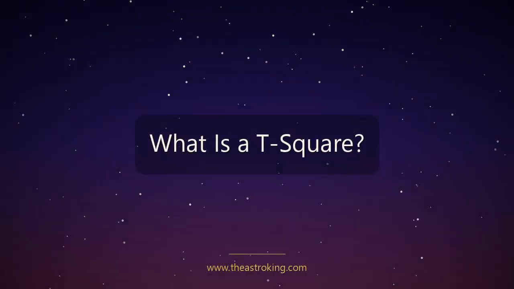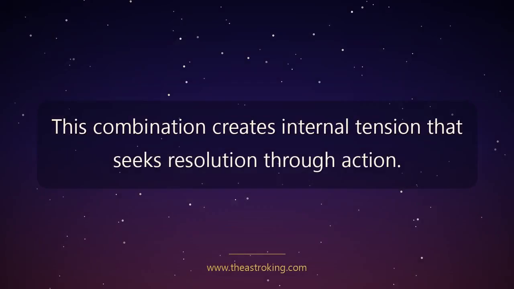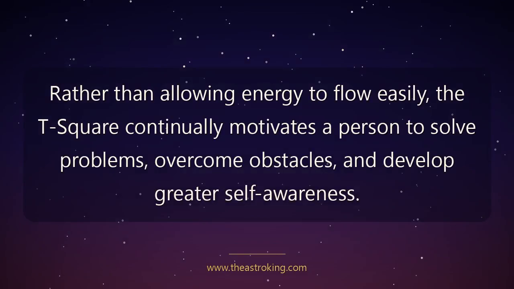What is a T-square? A T-square is a chart pattern formed by one opposition, 180 degrees, and two square aspects, 90 degrees. Two planets oppose each other while both form squares to a third planet, known as the focal planet. This combination creates internal tension that seeks resolution through action, rather than allowing energy to flow easily. The T-square continually motivates a person to solve problems, overcome obstacles, and develop greater self-awareness.